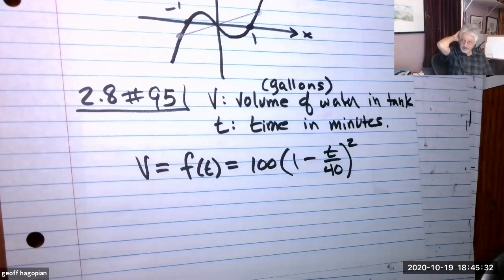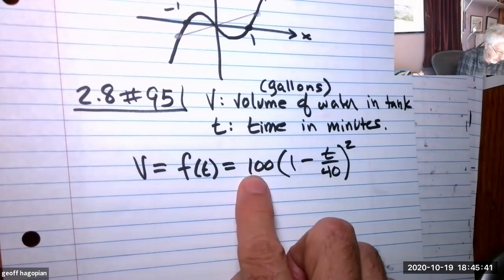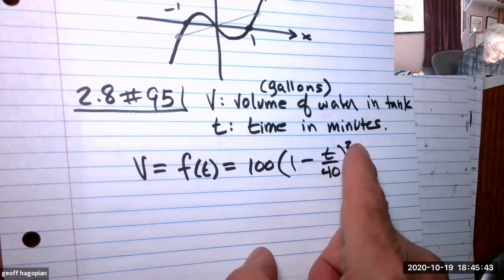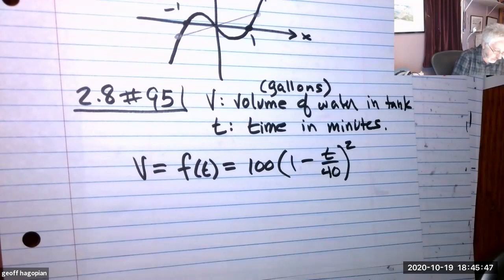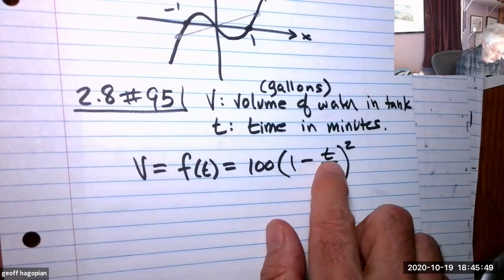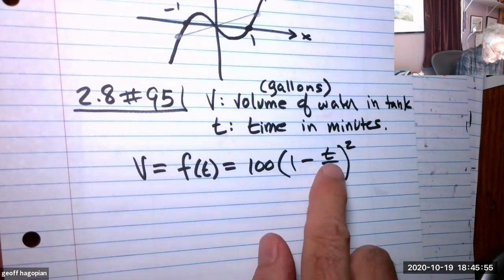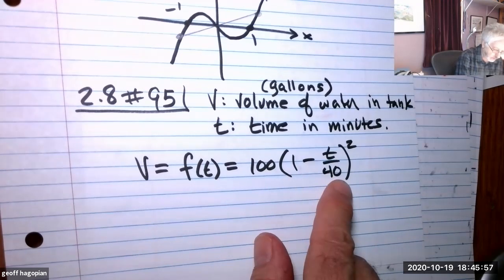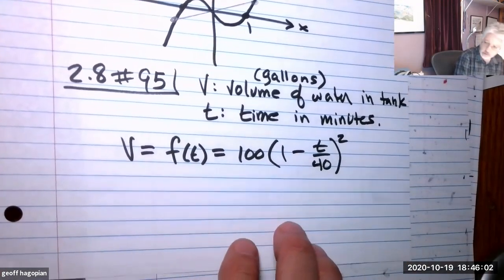So it takes 40 minutes. So this is a quadratic, right? And you can see at T equals 0, you're going to have your 100 gallons, right? 1 minus 0 squared is 1. 100 times 1 is 100. At 40, you're going to have 0, right? So it meets those two restrictions, that it's full at time 0, and at time 40, you're going to have 1 minus 1 is 0, right? Squared is 0 times 100 is still 0.